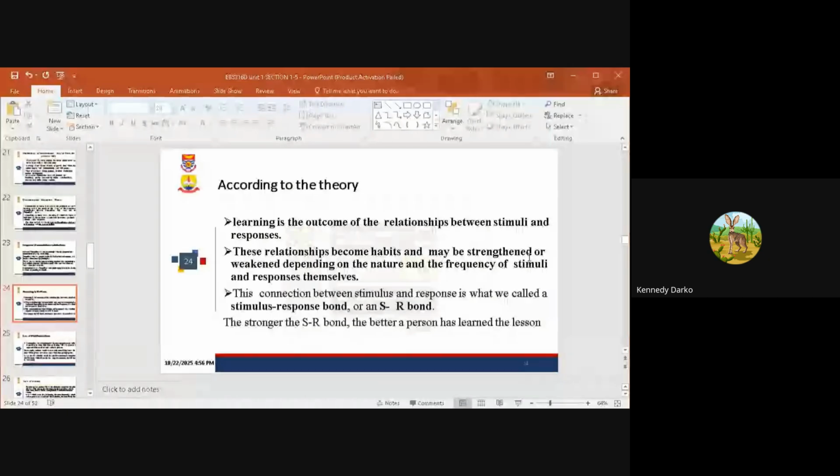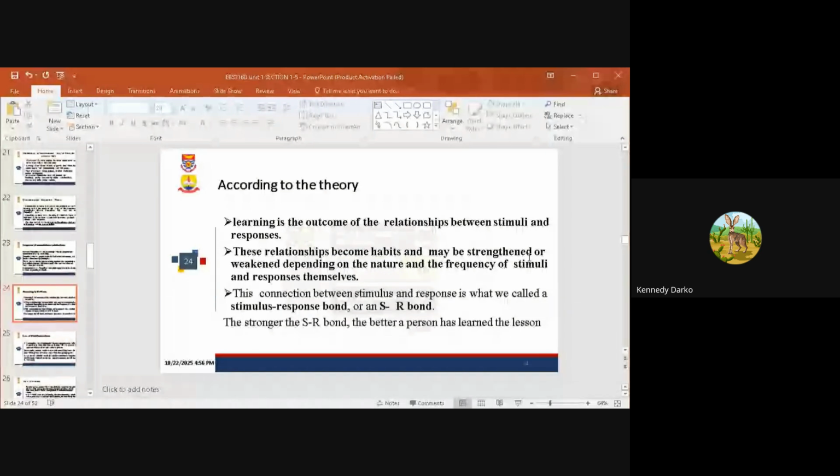Now, these relations become habits, and may be strengthened or weakened depending on the nature and the frequency of stimuli and response themselves. So we are saying that the relationship of stimuli and response can become habits. It can be strong, or we can strengthen it, or it can be weakened through certain things, like how frequently we use it.